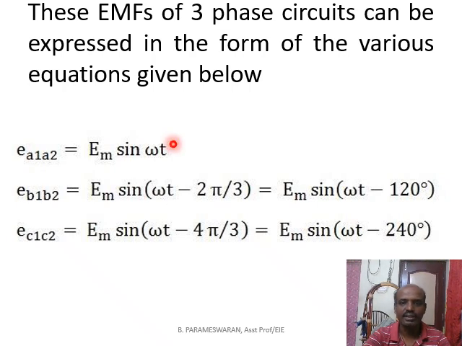So these are the EMF equations. For the first coil, there is no difference in the phase angle, so the EMF produced in the first coil will be Em sin omega t. In the second coil, it is 120 degrees apart, so we write Em sin of omega t minus 120 degrees. For the third coil, Em sin of omega t minus 240 degrees, or otherwise we can write Em sin of omega t plus 120 degrees.